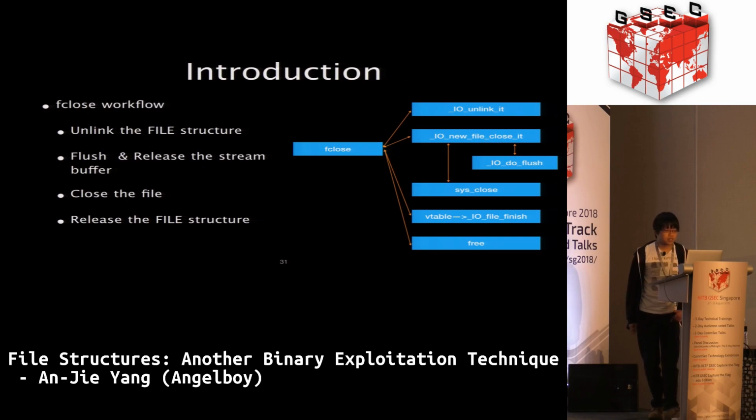The last one is fclose. It is the opposite of fopen. First, it deletes the structure from the linked list of file streams. Then it flushes the stream, making sure everything is written to the file. Finally, it closes the file and releases the memory space. Okay, the above are the main workflows of some basic functions in a file stream.